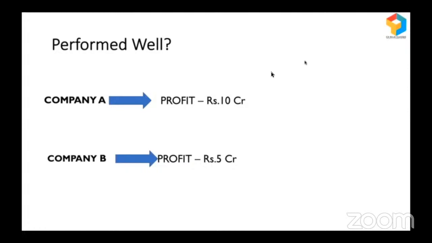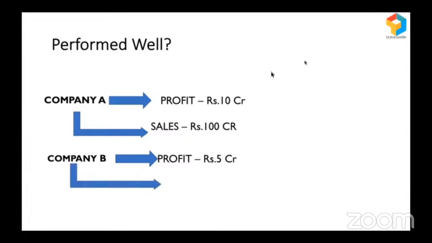Most of you would say company A, right? Because company A has reported a profit of 10 crore. But if I supply you one piece of information, that is the sales achieved by this company, company A has achieved a sales of 100 crore and company B has achieved a sales of 25 crore. And if I ask you once again, which company has performed well now, what will be your answer?